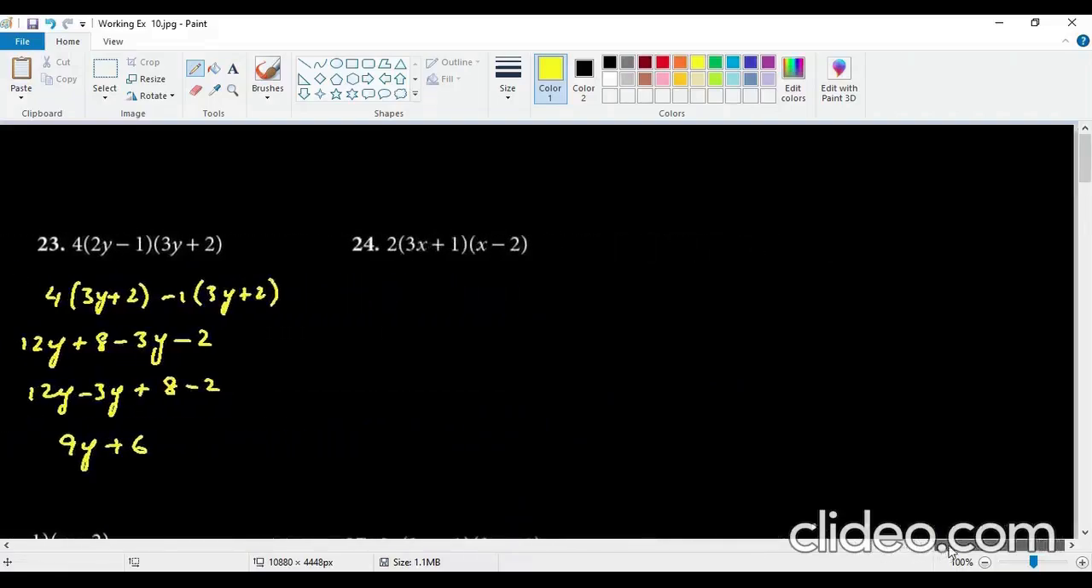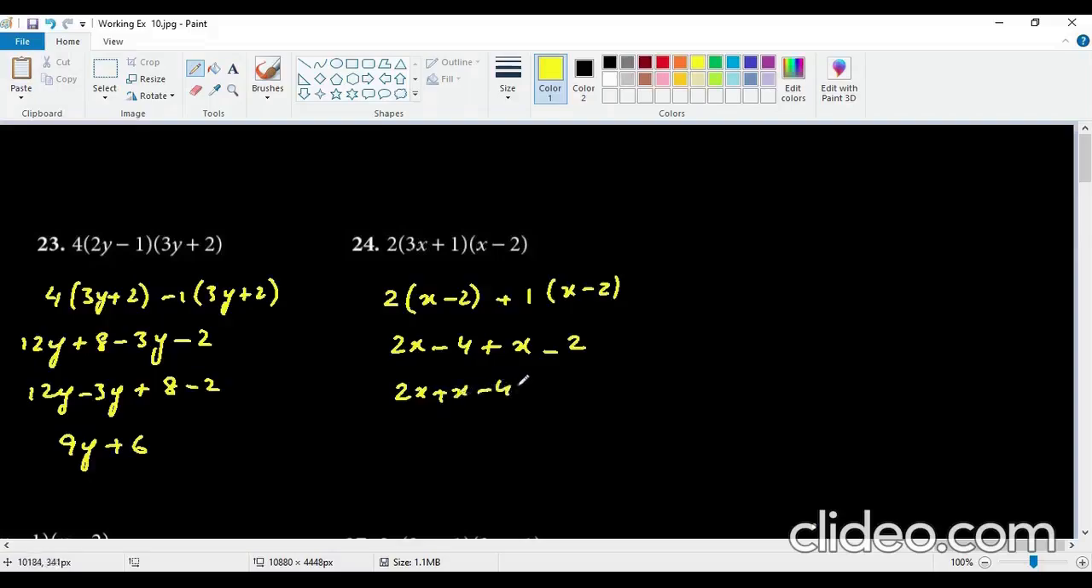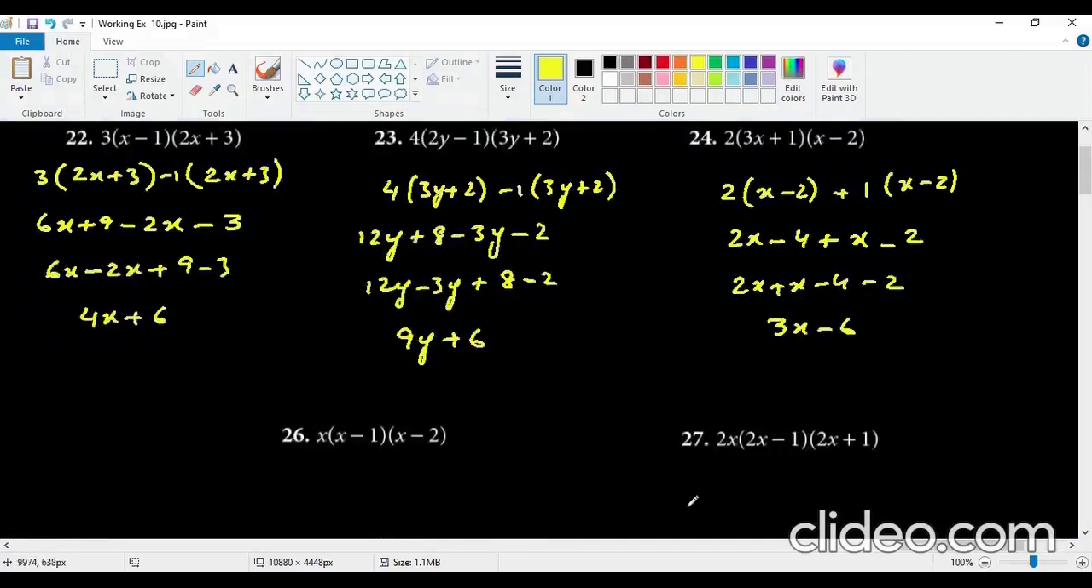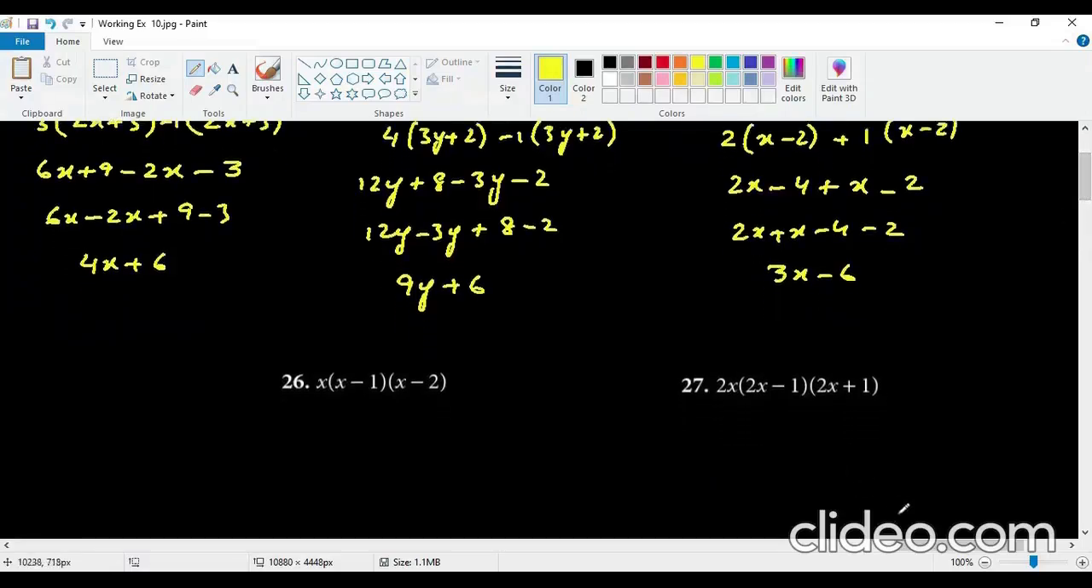When it comes to 24, 2 is multiplied by x minus 2 first, and then plus 1 is going to be multiplied again by x minus 2. So first one is going to give me 2x minus 4, and second one is going to give me x minus 2. So 2x plus x minus 4 and minus 2. So 2 plus 1 is going to give me a 3x minus 6 as an answer. Moving on to question number 25.